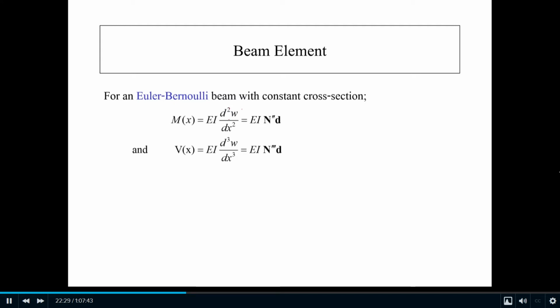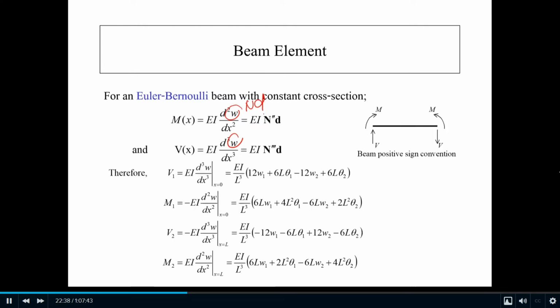So you put this W as N D, and this is what you have. Then you want to relate K D equal to F, where F is the moment and shear at the nodes. So you have to apply the condition of moment and shear at node 1 and moment and shear at node 2. This is V1, M1 and V2, M2.